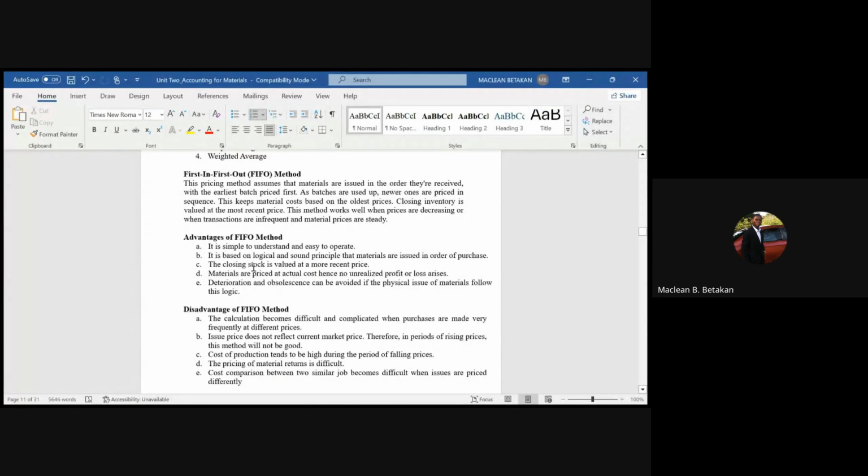You go to a provision store, you have the same item, let's say Milo bought on different days. If someone comes to buy, you just pick the oldest Milo among them and give it to the person. You don't give what you just bought yesterday. So it is simple to understand and easy to operate. It is based on a logical and sound principle that materials are issued in order of purchase.